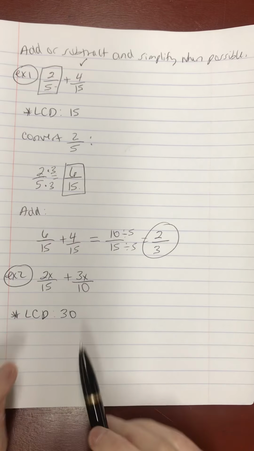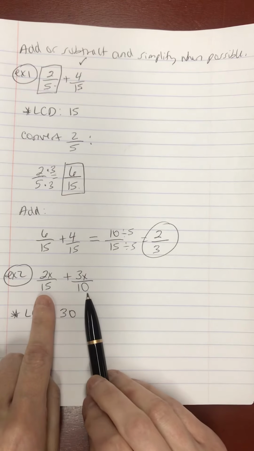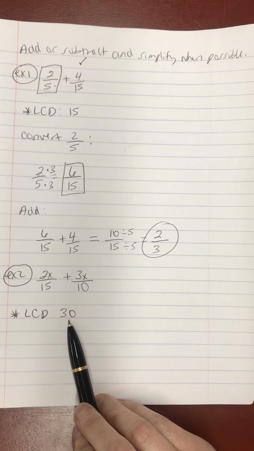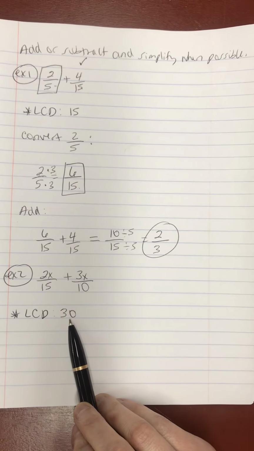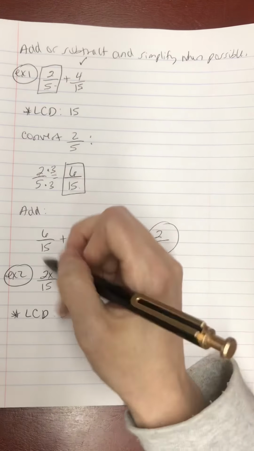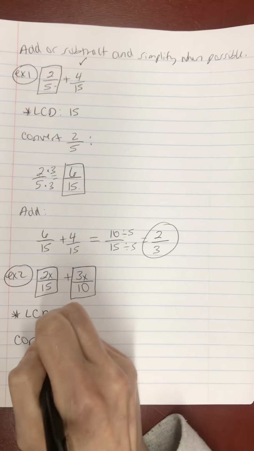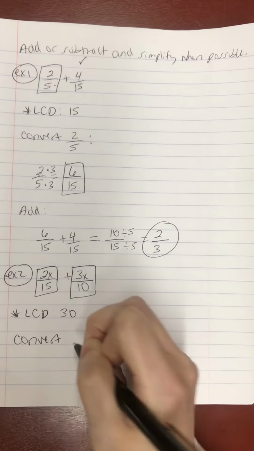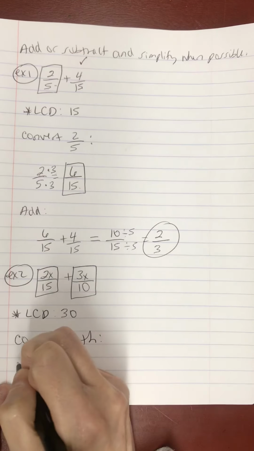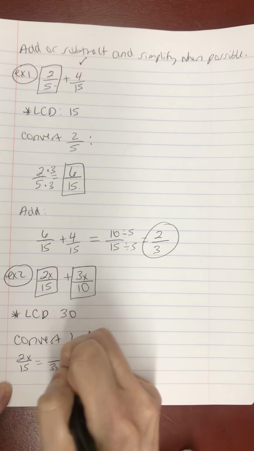Now here's the thing. 30 is the LCD. That means we need to get both of these denominators to turn into the number 30. So this time, we're not just converting one fraction like we did in the first example, where we only had to convert one. In this example, we're going to have to convert both because neither one of these fractions had 30 as its denominator. So let's do this one first. 2x over 15 equals something over 30.